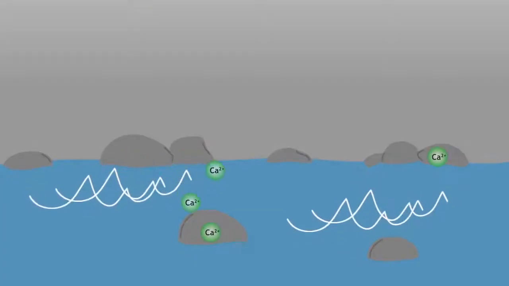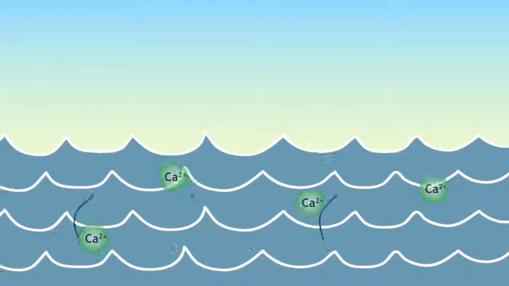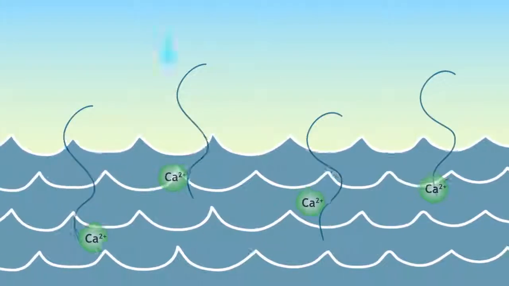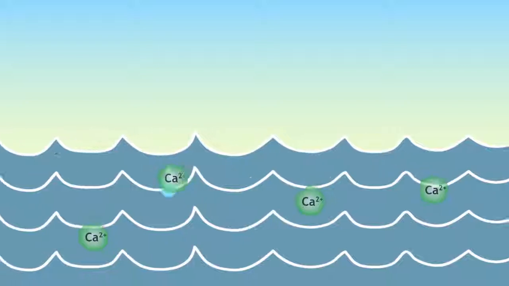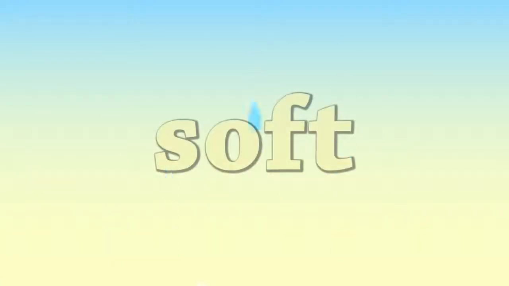Well, all the salts which dissolve out of the rocks end up in the seas. But when water evaporates, later forming the rain, the salts are left behind in the seas, meaning that the rainwater is always free of salts and therefore soft.